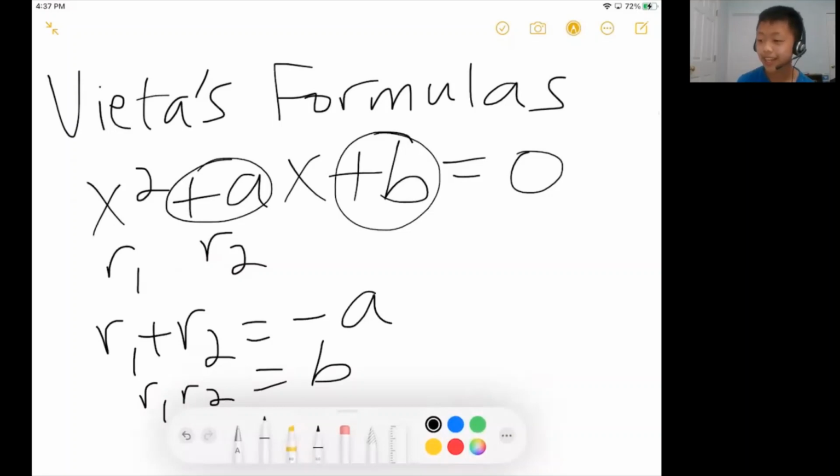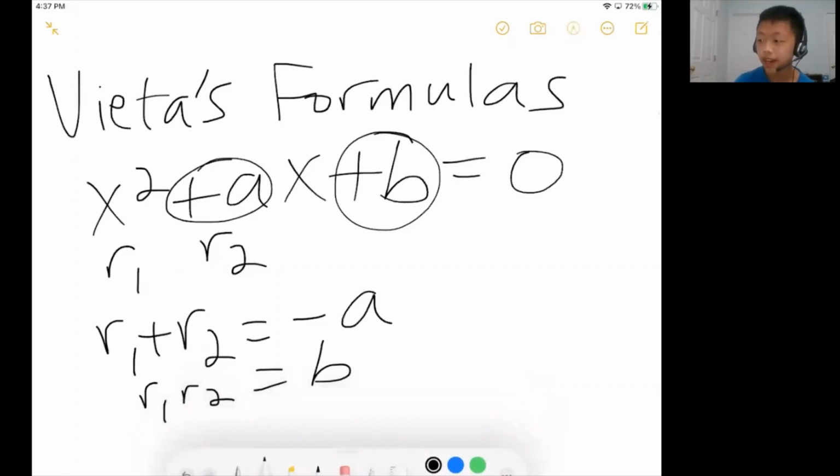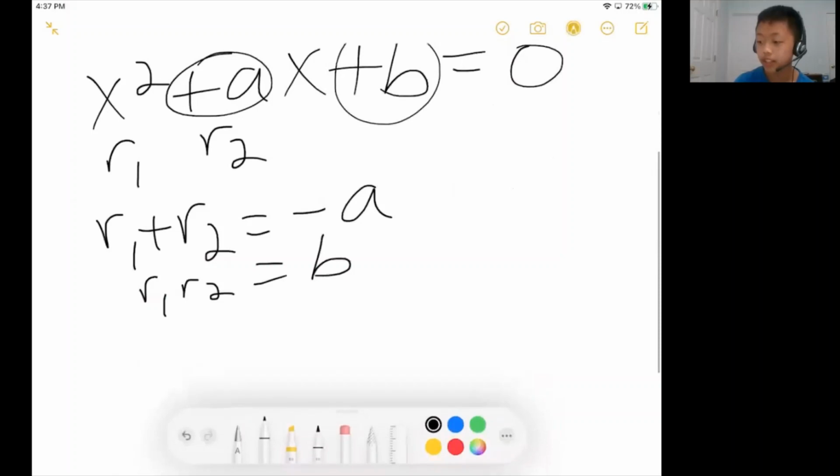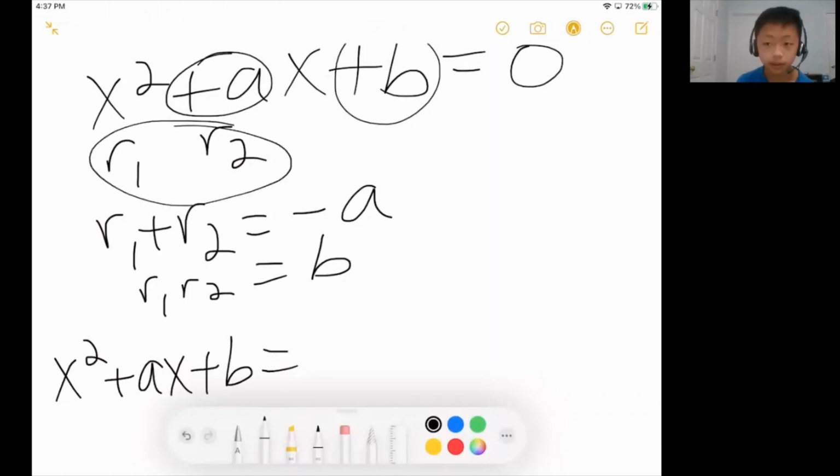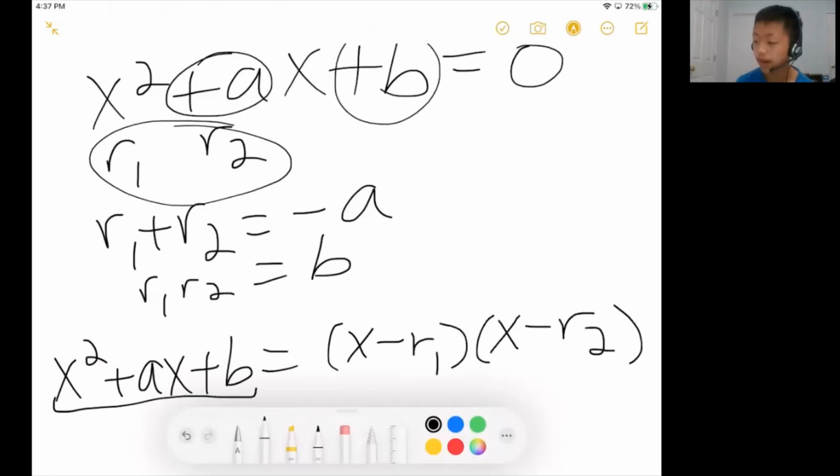So this is what we call Vieta's formulas, and in this case you can use this to our advantage. If you wanted to explain why this is true, there's a pretty easy explanation. If R1 and R2 are solutions to x squared plus ax plus b, then we can factor the quadratic as x minus R1 times x minus R2, because when x equals R1, this expression equals 0, and when x equals R2, it also equals 0.